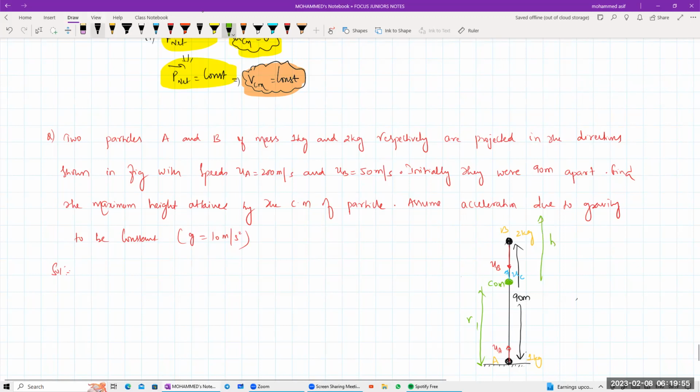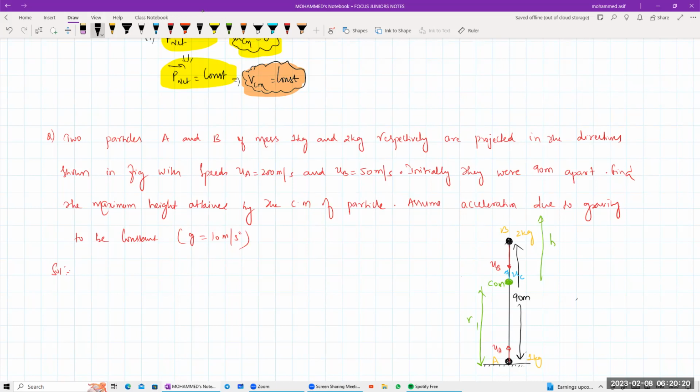Now read the question carefully. Two particles A and B of masses 1 kg and 2 kg respectively are projected in the direction shown in the figure with the speeds U_A equal to 200 meter per second, U_B equal to 50 meter per second. Initially, they were 90 meters apart. Find the maximum height attained by the center of mass of the particle. Assume acceleration due to gravity to be a constant.